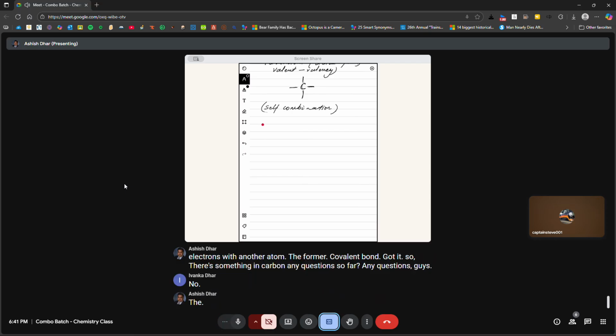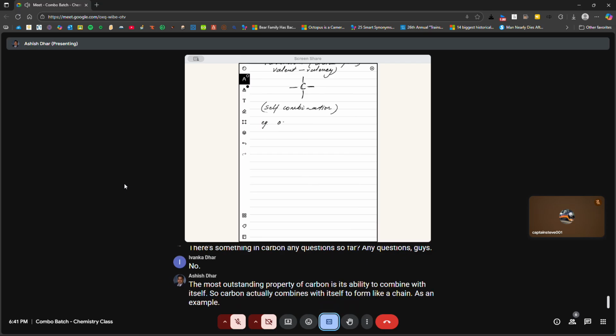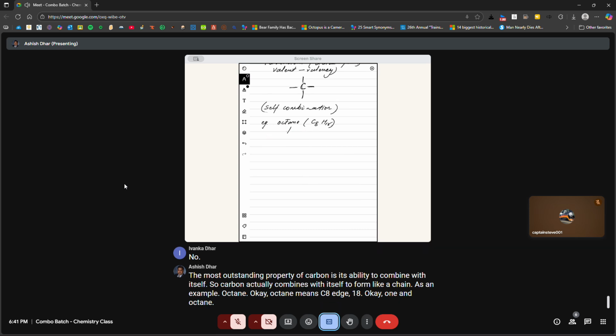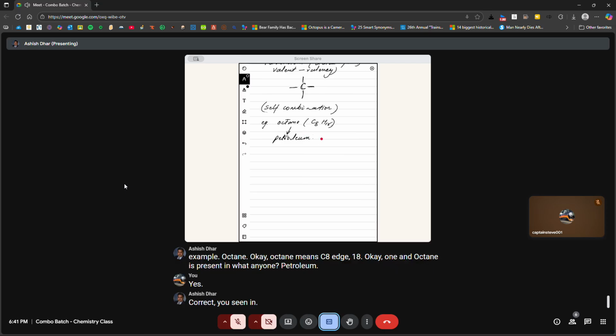The most outstanding property of carbon is its ability to combine with itself. So carbon combines with itself to form a chain. As an example, octane. Octane means C8H18. And octane is present in what? Anyone? Petroleum. Correct. You've seen it in the petrol.